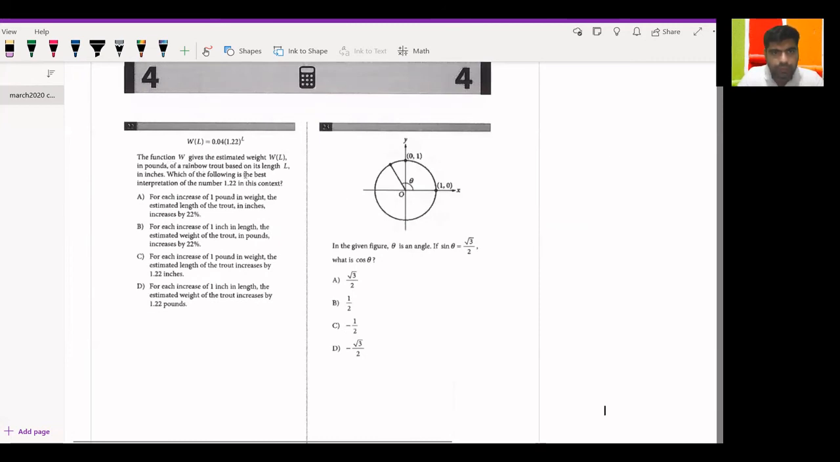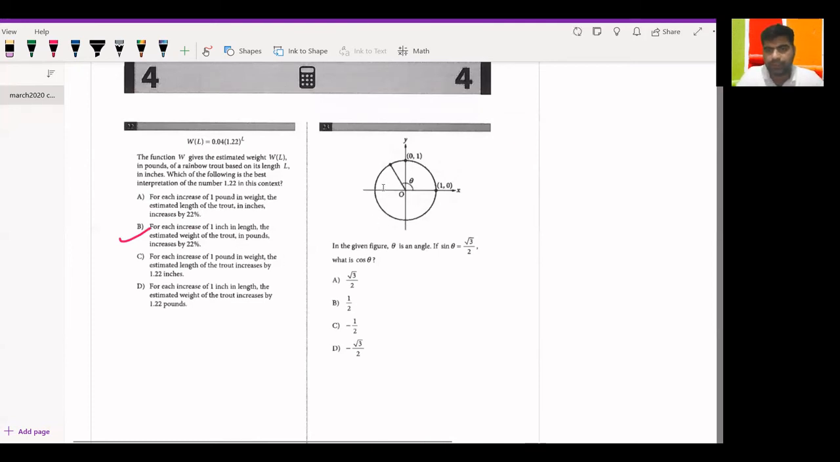Estimated weights of rainbow trout based on its length. Which of the following is the best interpretation of 1.22? So if you input L equal to 1, weight is something. If you input L equal to 2, weight will be 1.22 squared multiplied by 0.04. Okay. So weight changes with respect to the value of L. For each increase in L of 1, or length of 1, whatever it is, centimeter or inches, the weight increases by 22%. Okay, so B.